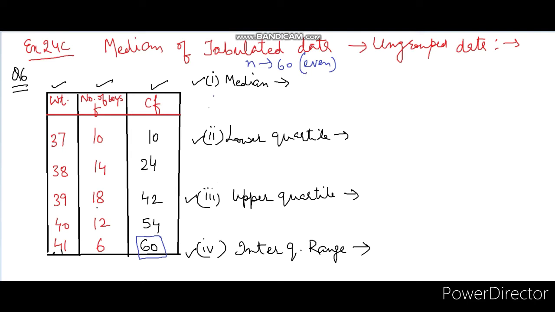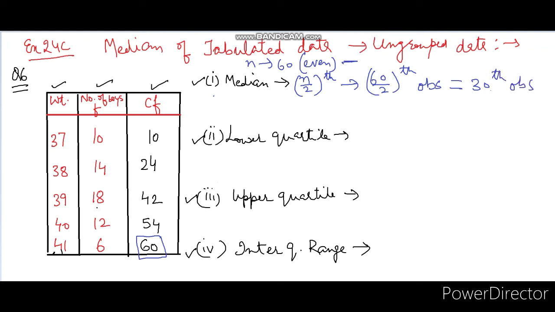So for the median, and for the lower and upper quartile, we are going to write the formula for an even number of observations. And students, you know very well, the median for an even number of observations is the n by 2th observation. Putting the value of n, it is 60 by 2th observation. Don't skip writing 'th observation'. So the answer will be the 30th observation.